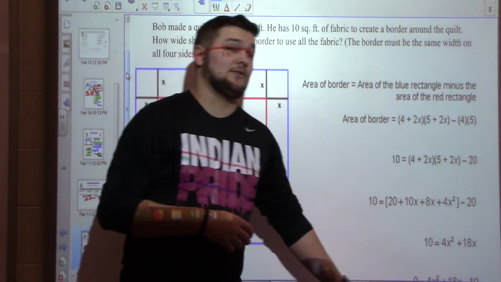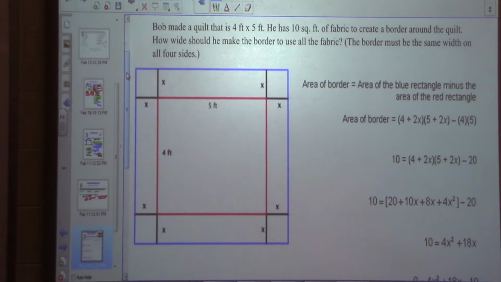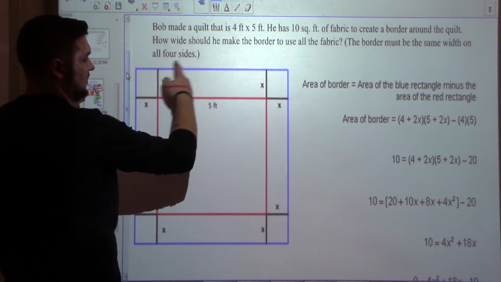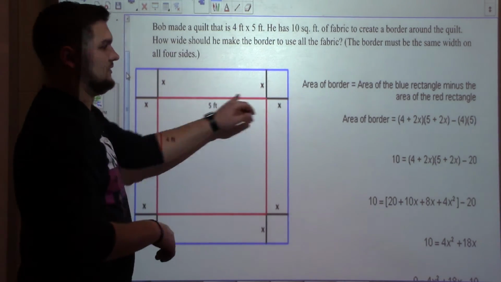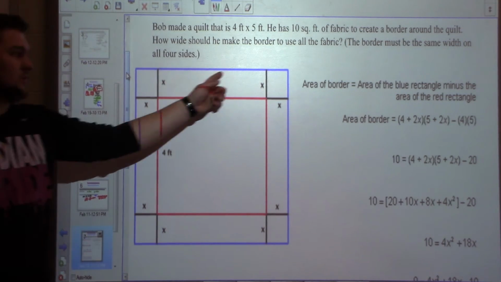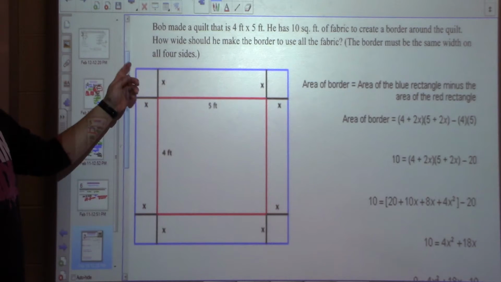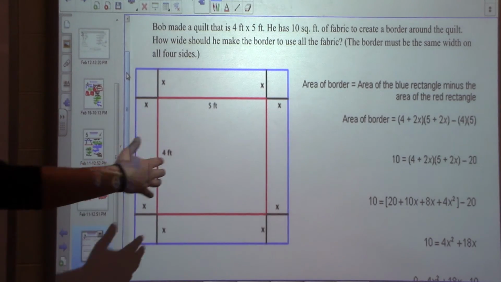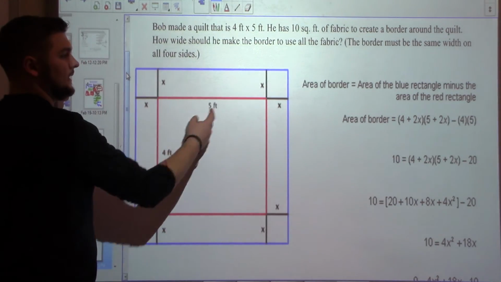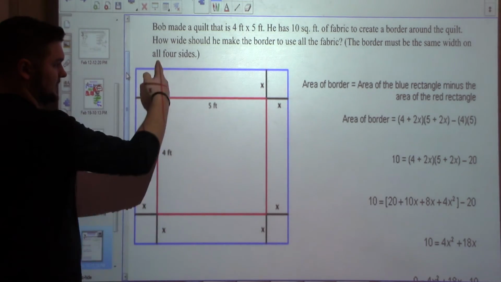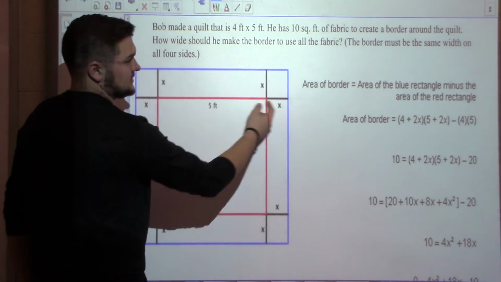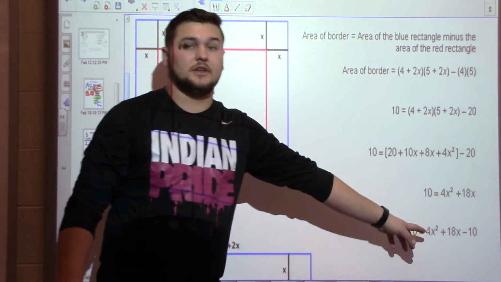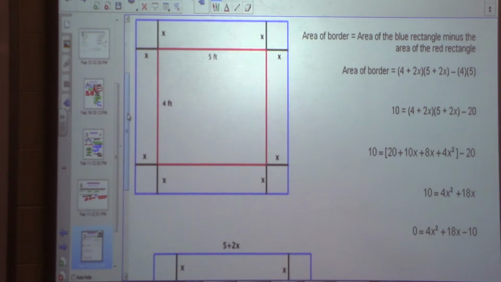Now, we did a lot of the math for you, a lot of the thinking for you. We said the area of the border is going to be the area of the whole thing minus the area of the quilt. That makes sense. The area of this whole blue square, not rectangle, minus the area of the red rectangle. That gives us our border. Area of the red rectangle, 4 times 5. Area of the blue rectangle, 4 plus 2x times 5 plus 2x. Then we solved it out and got it equal to 0. We did all that math for you.